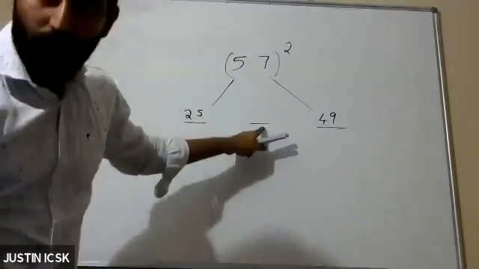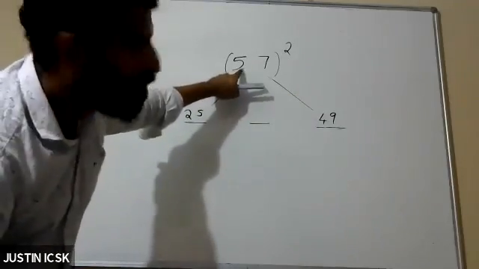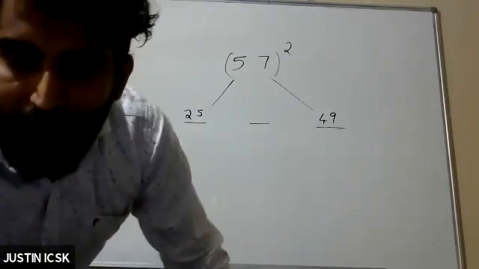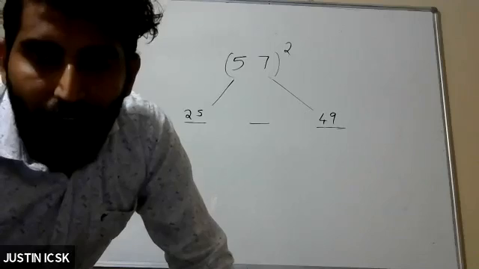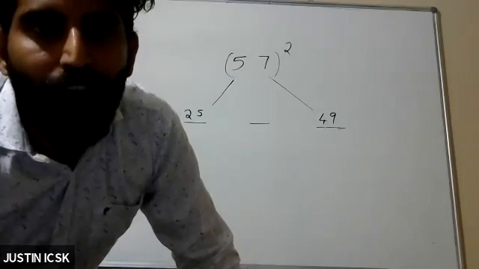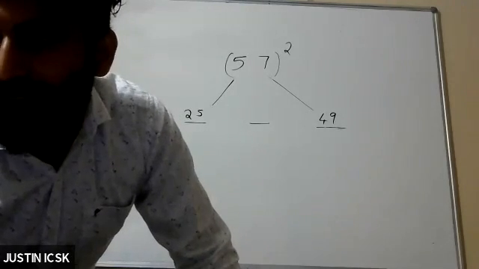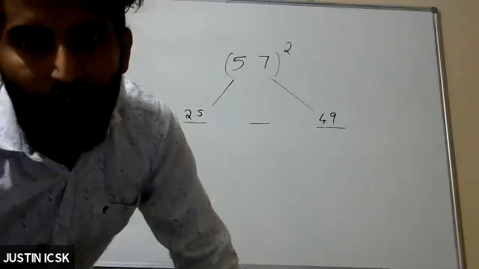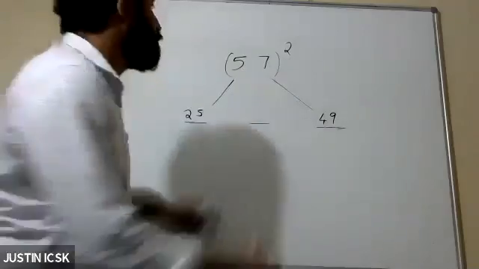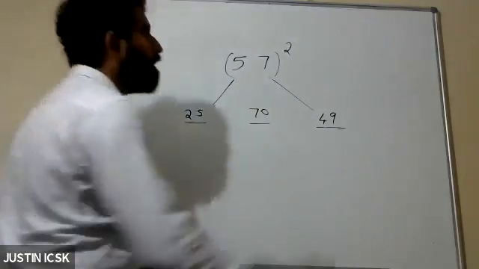Here what I am going to do is, see which numbers you are seeing on the board: 5, 7 and 2. Just multiply all those numbers. 5 into 7 into 2. 5 sevens are 35. 35 into 2, 70. Okay, so we are getting 70.